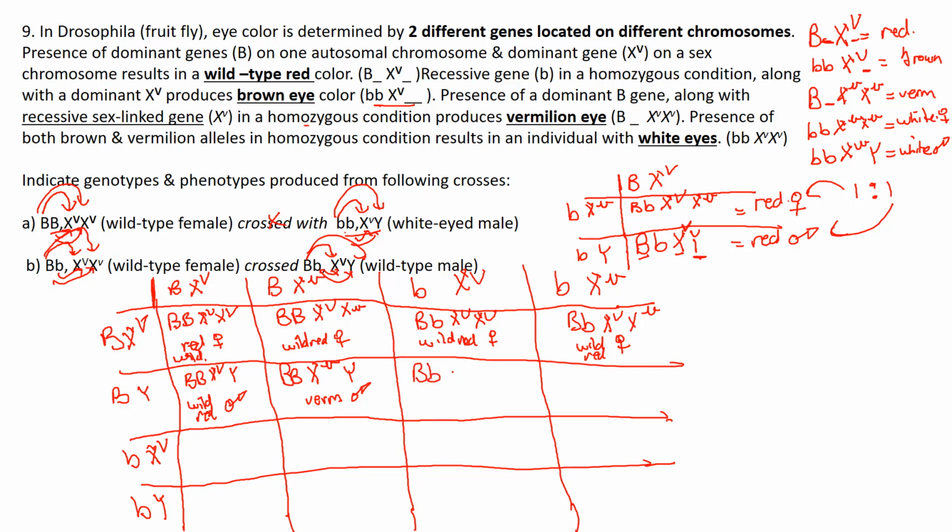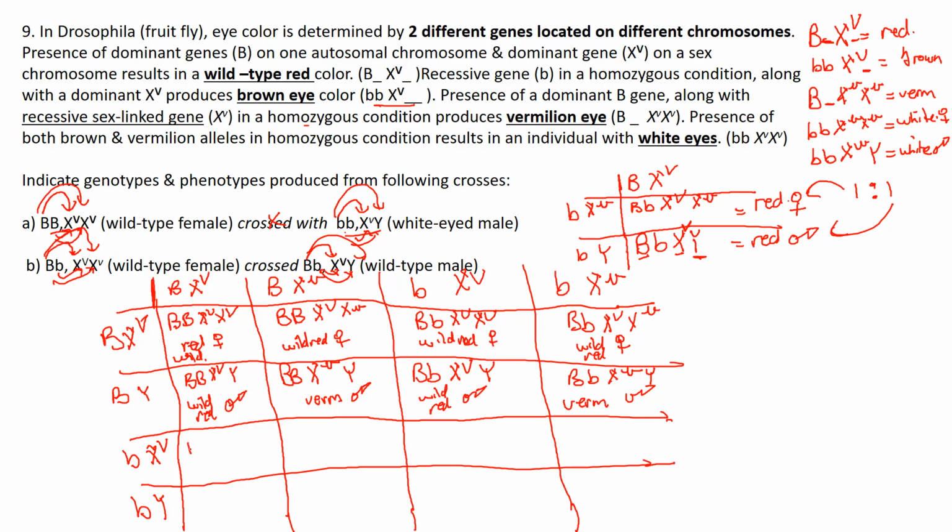Capital B, little b, X with a capital V and a Y. Again, if I have a capital B with a capital V, I don't care what the other allele is, that's going to be a wild red male. Capital B, little b, X with a little v and a Y, same thing. If I have a big B with a little v, that's going to be a vermilion, but with the Y it makes it vermilion male.